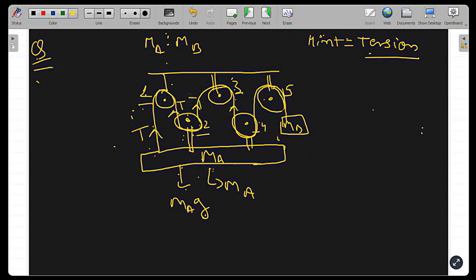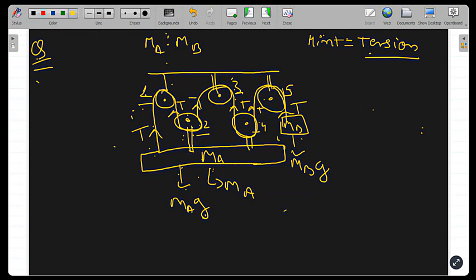And this weight of the B block, MBg, will also be acting downwards. So tension due to this block MBg will also be acting upwards. So tension in all the four cases is acting upwards. Why? Because the weight of the blocks is acting downwards.